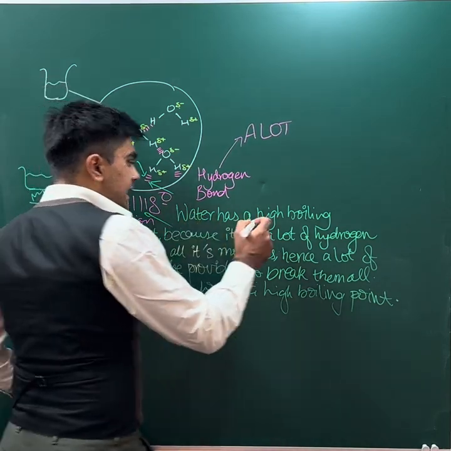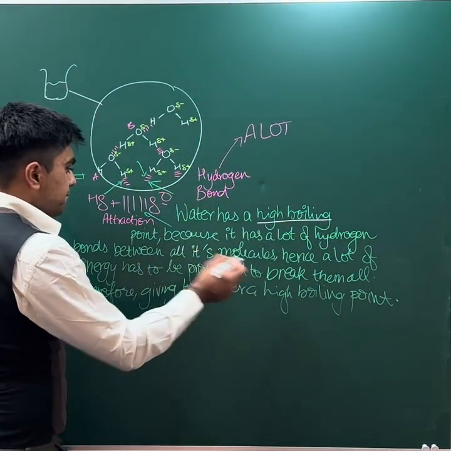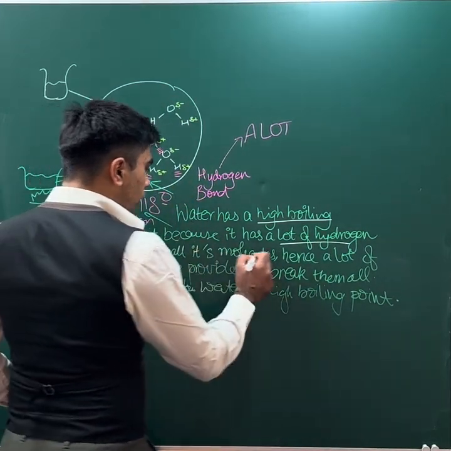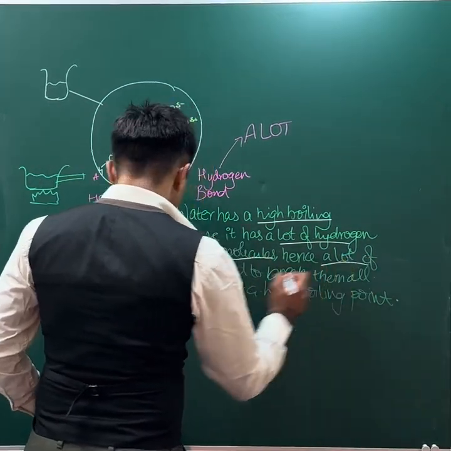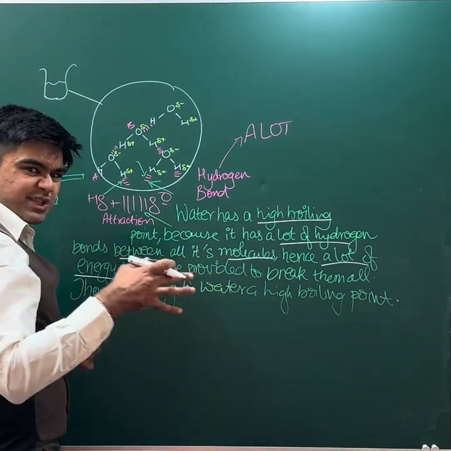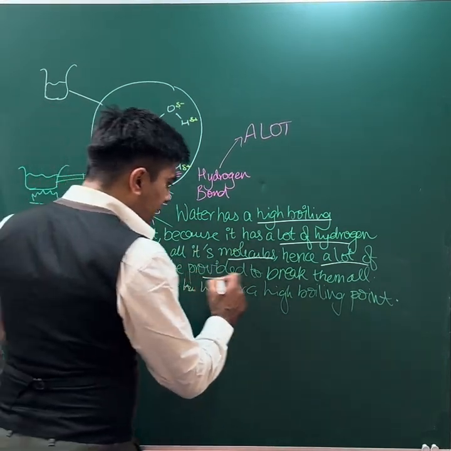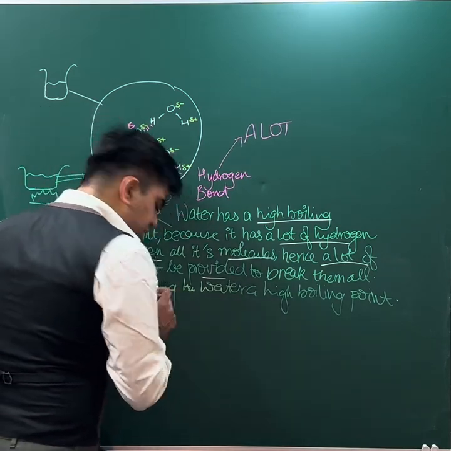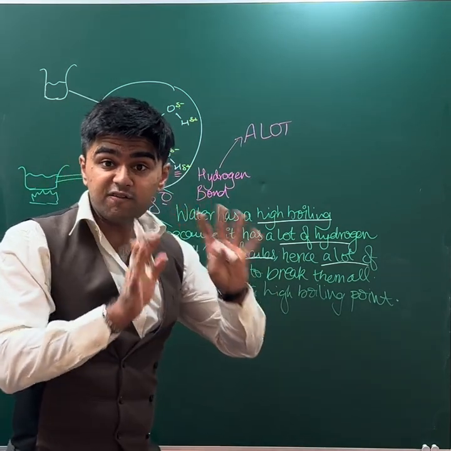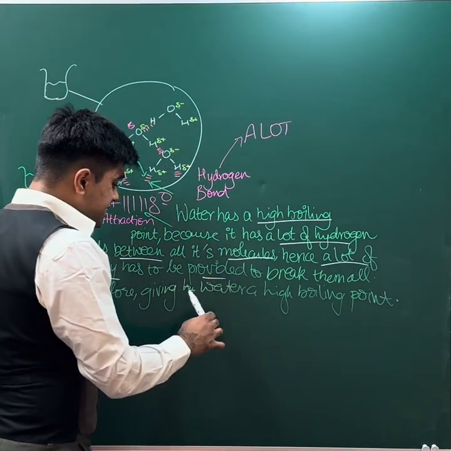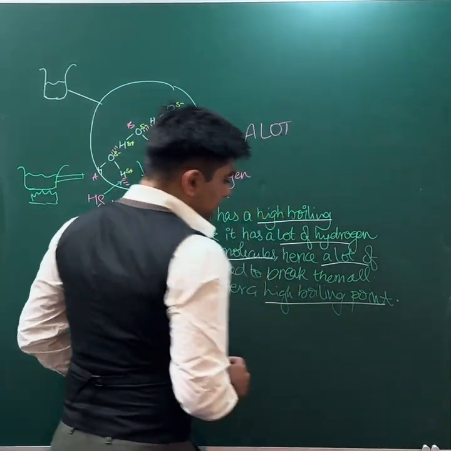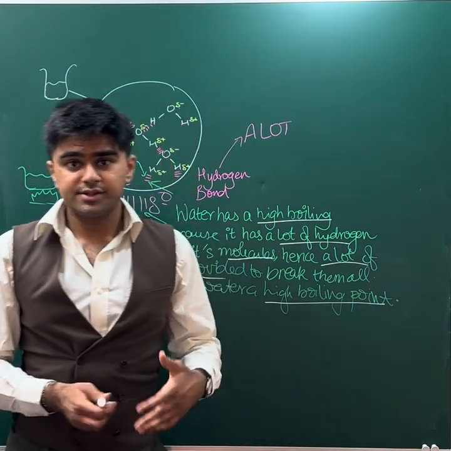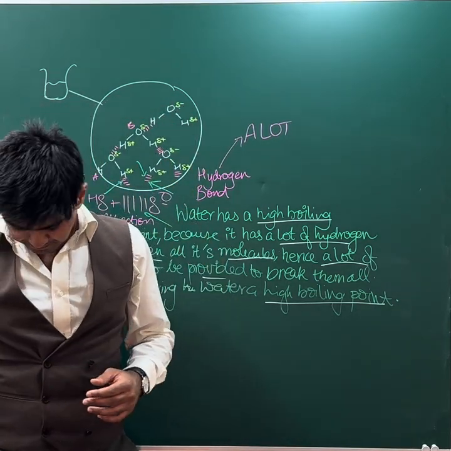So water has a high boiling point because it has a lot of hydrogen bonds between all its molecules. Hence, a lot of energy has to be put in to break them all. And therefore, because we're providing so much energy, which is in the form of heat, water has a high boiling point, which is 100 degrees Celsius, as we all know.